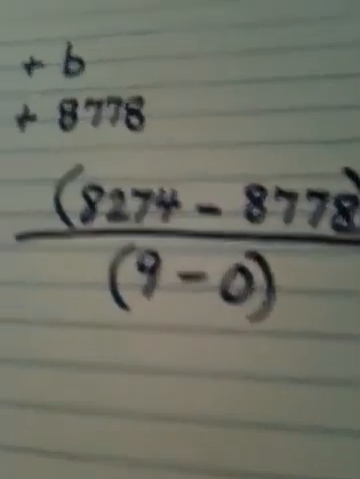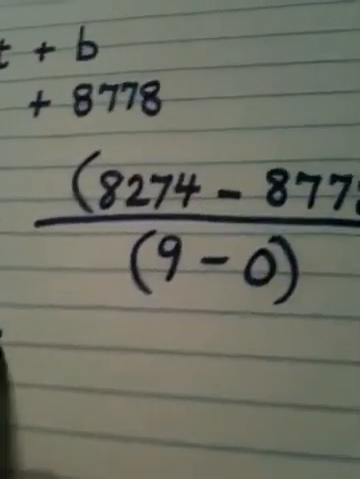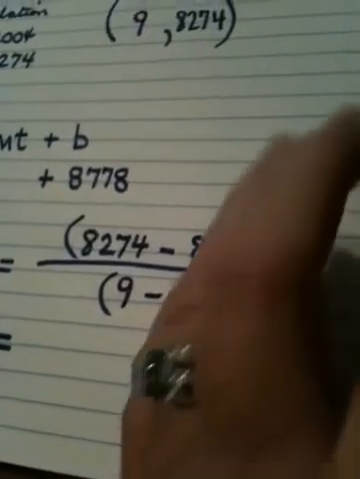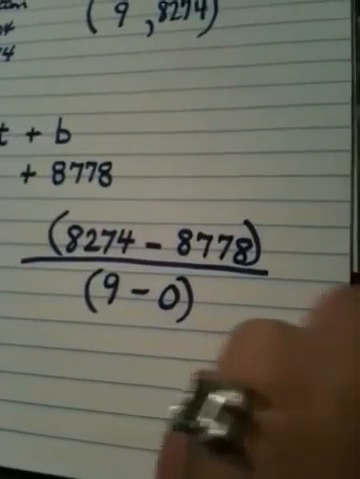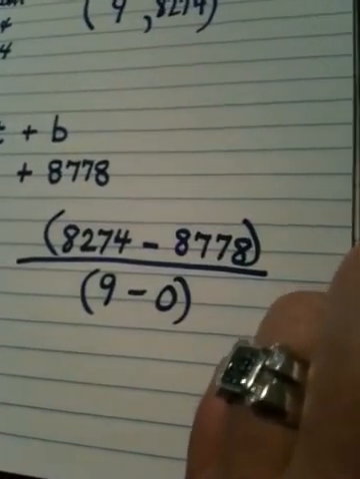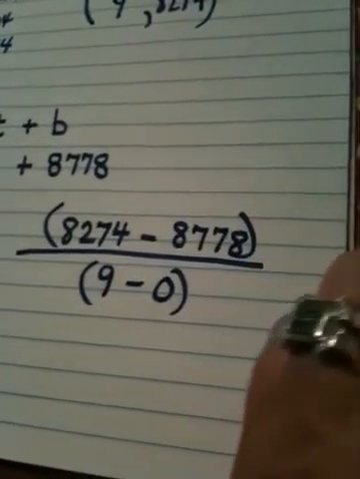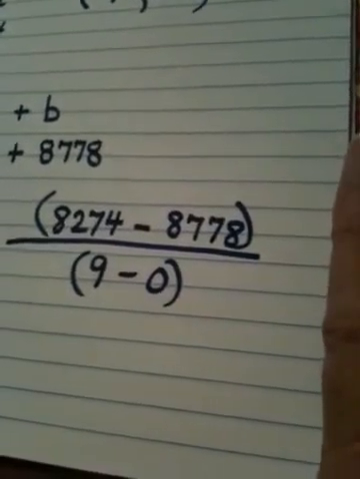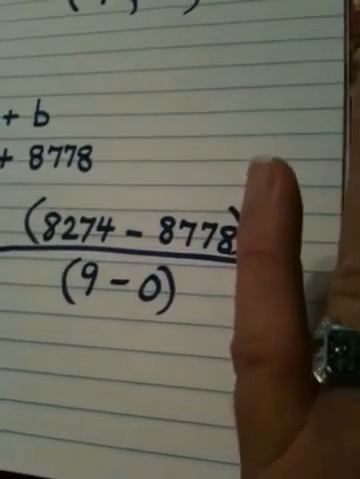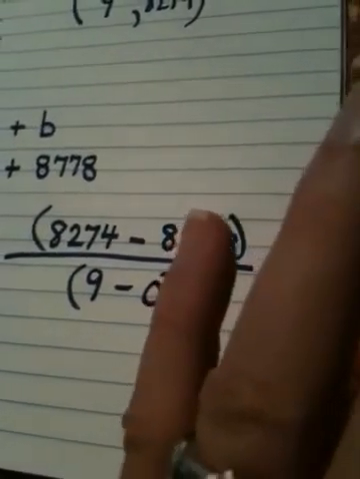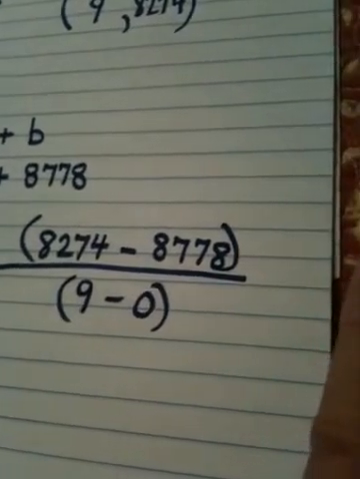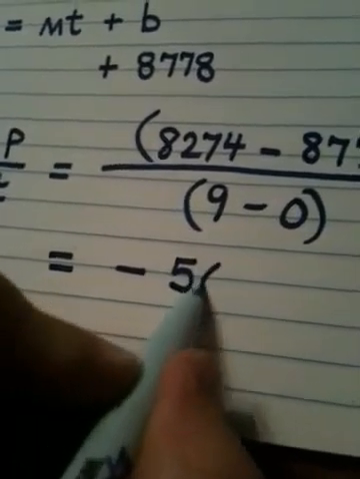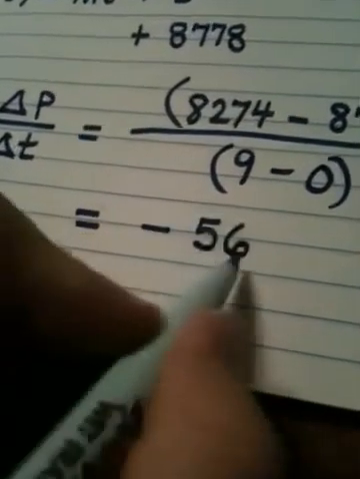When I go to my calculator, let me pull my calculator up here. I'm going to type in left paren 8274 minus 8778, right paren. I'm going to type divided by, left paren 9 minus 0, right paren, and hit enter. And this becomes a negative 56. Well, that is my slope.